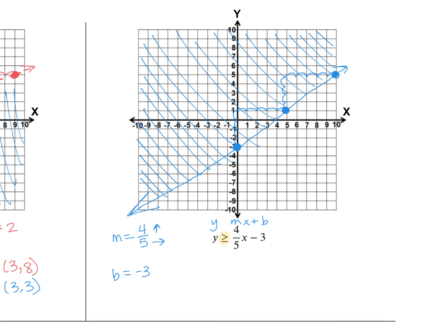Now let's look at some solutions and non-solutions. So examples of solutions. Remember, that means they're in the shaded area. So let's do this point right here. This coordinate is in the shaded area, which is (-5, 2). So this point is a solution.